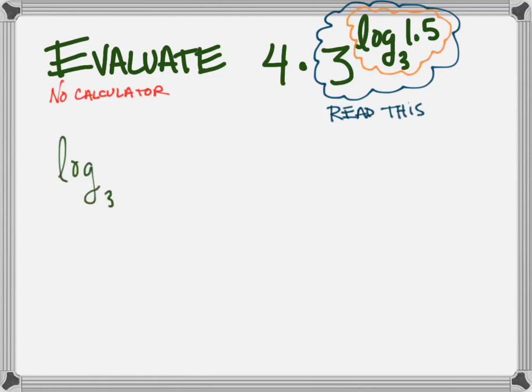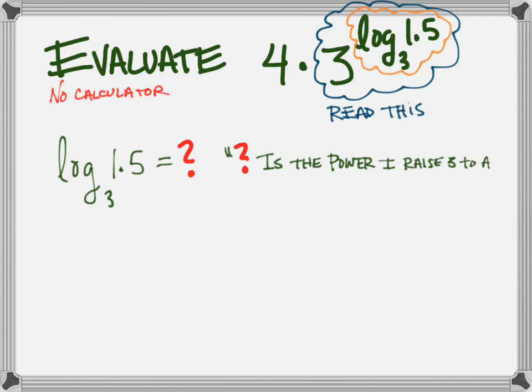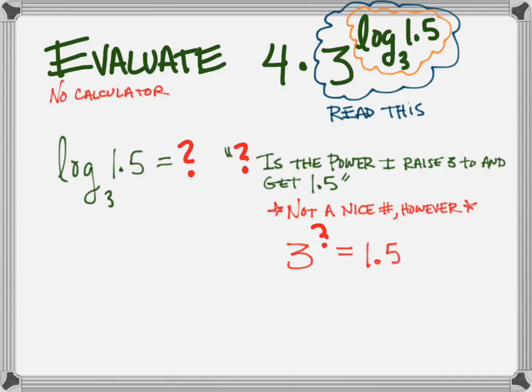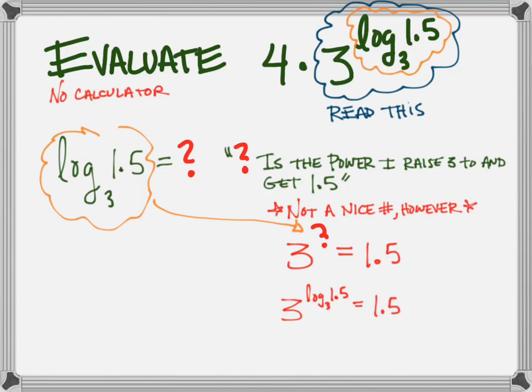So we're going to read it, right? Log base 3 of 1.5 is something, right? That something is the power that I raised 3 to, and I get 1.5, alright? So it's some value, I don't know what it is, but I raised 3 to it, and I get 1.5. Well, that's exactly what I've done here. I've raised 3 to that number, and so what I should get by definition is going to be 1.5. So that whole thing is 1.5.